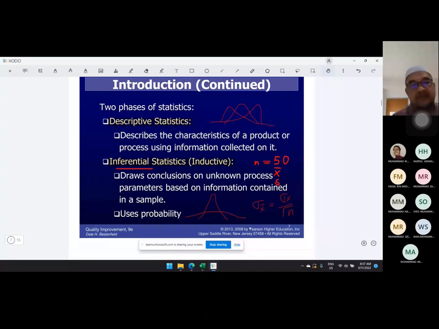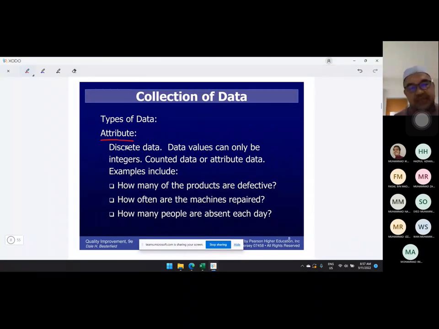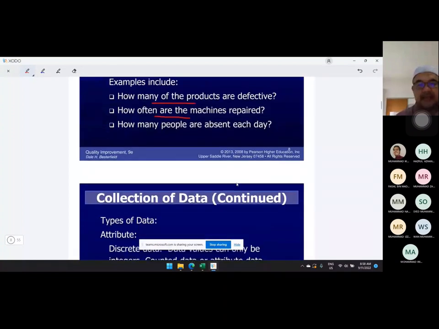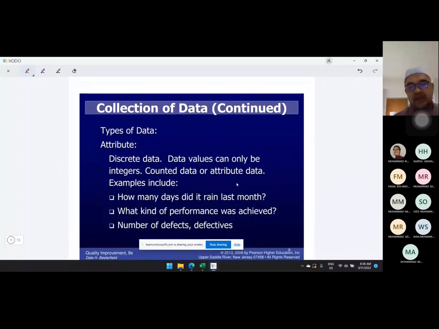Attribute and then variable. Attribute, as we mentioned just now, is discrete. We count, say how many of the products are defective. How often are the machines repaired? Is it once a month? Is it once a year? So we are counting. So these are counted data. Just like we ask our quality control inspector to go down to the shop floor and carry out inspection for the whole shift. So record how many products are rejected compared to the total production. So these are actually attribute data. That includes number of defects, and number of defectives, and so on.